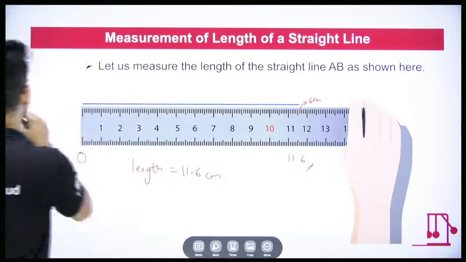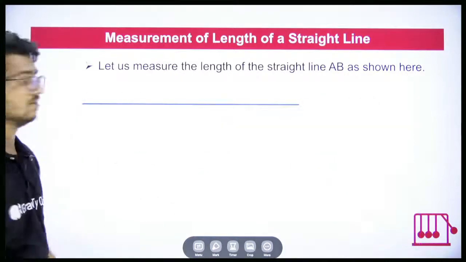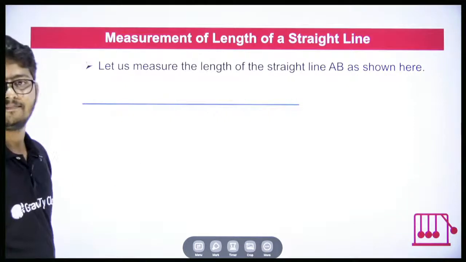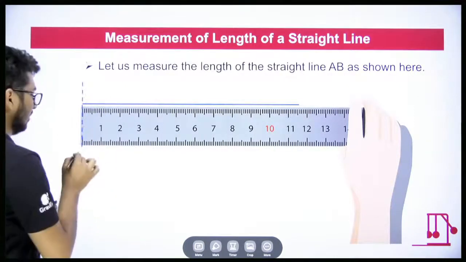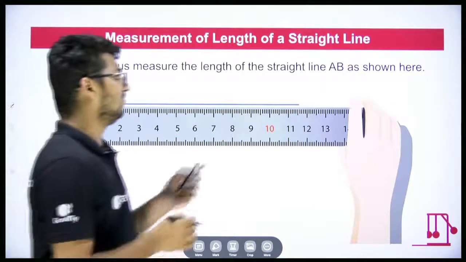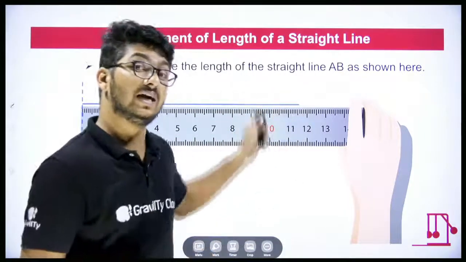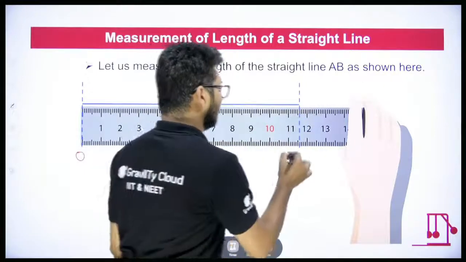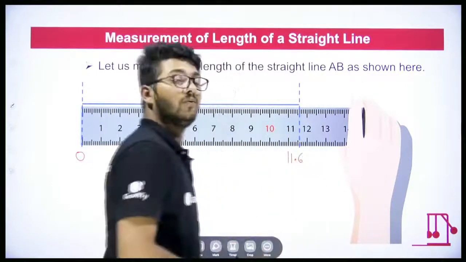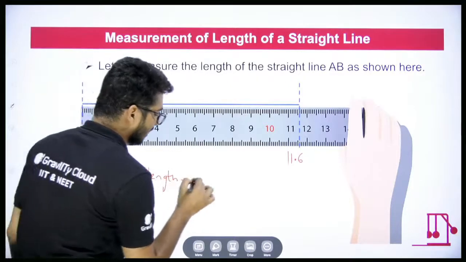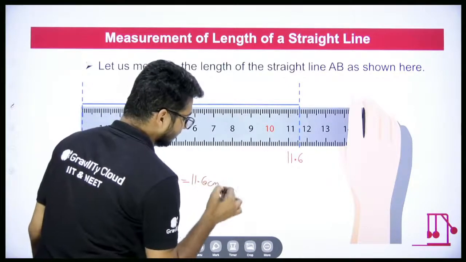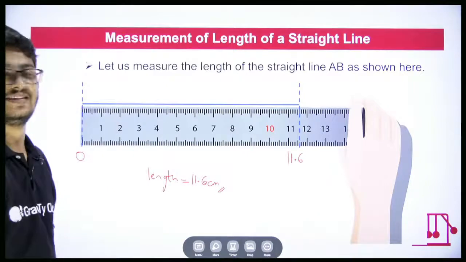Again, if I come back, if I again explain to you how to measure length, you have a straight line. You place the scale in such a way that one end will coincide with 0, and whatever reading you get at the other end, here we are getting 11.6. So whatever reading you get at the other end, that will be nothing but the length, 11.6 centimeter. Simple.